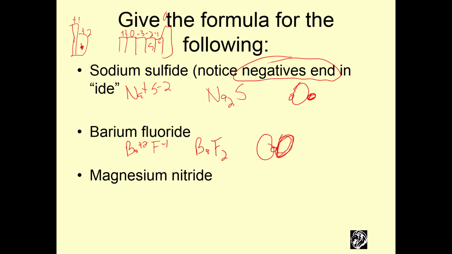Magnesium is right here, plus 2. Nitride is minus 3. Okay, so I know I need to make these cancel. The smallest number that these charges will cancel with is 6. So that means it would take 3 plus 2's to get me to 6, and it would take 2 minus 3's to get to 6. Mg3N2. And then the metals are small, so I could do a little Mg. And there you have it.